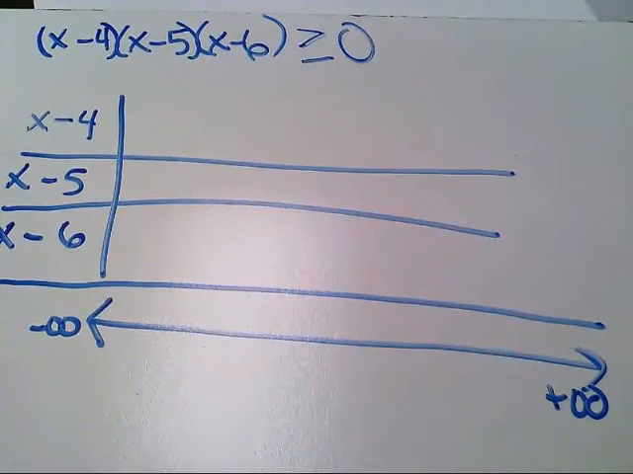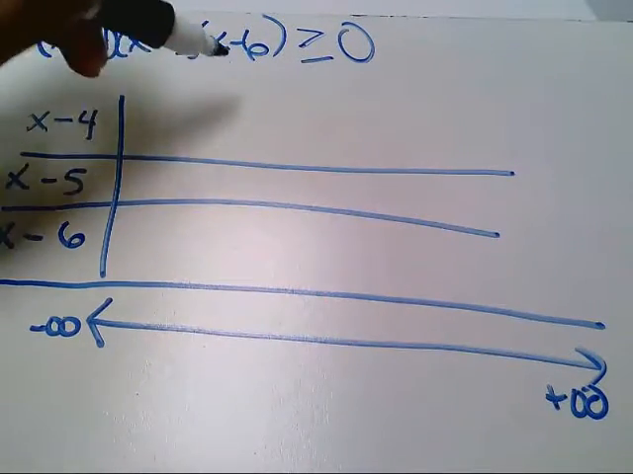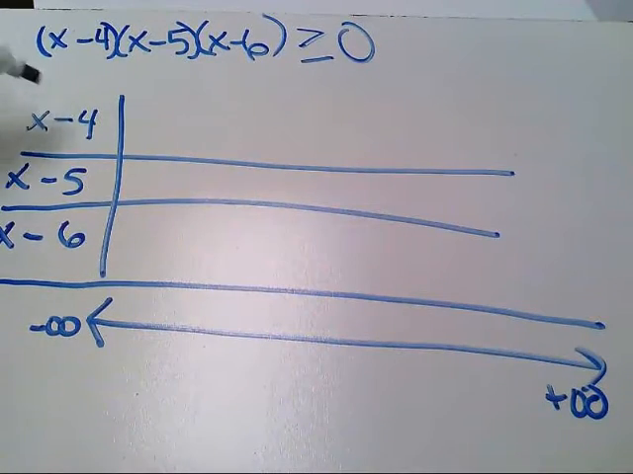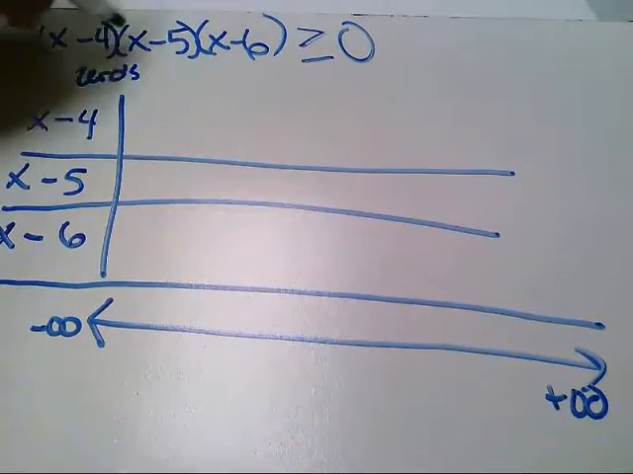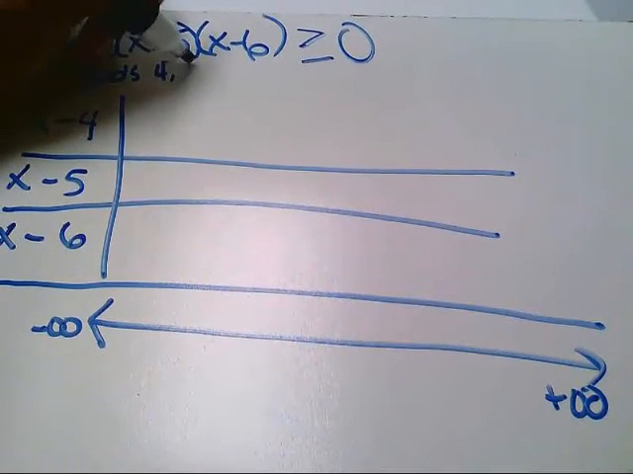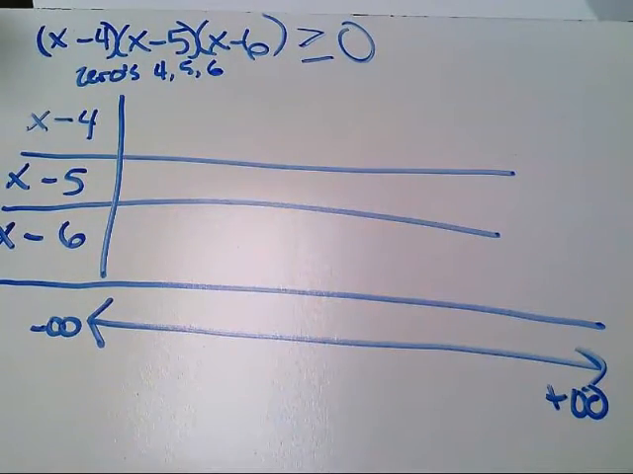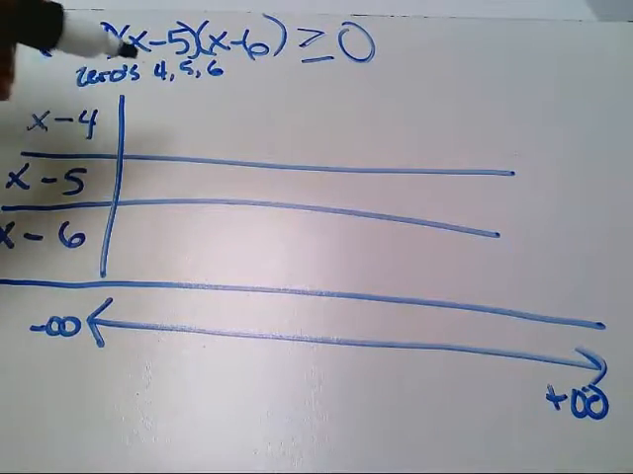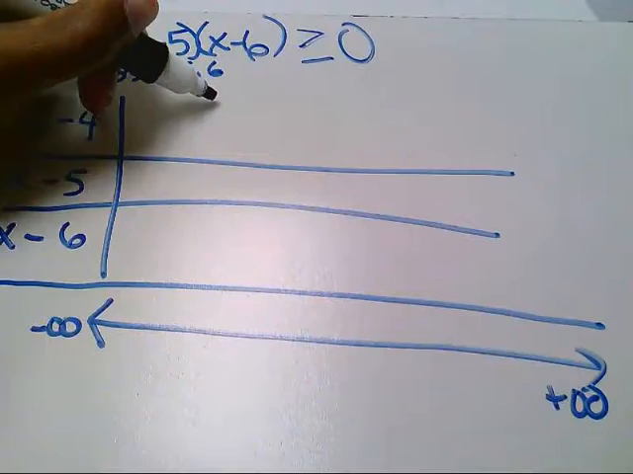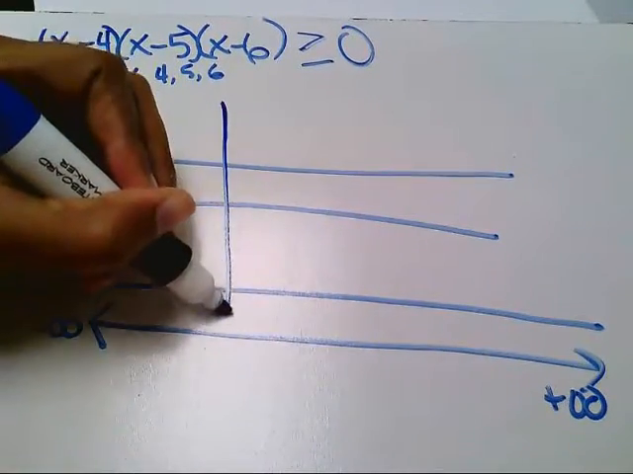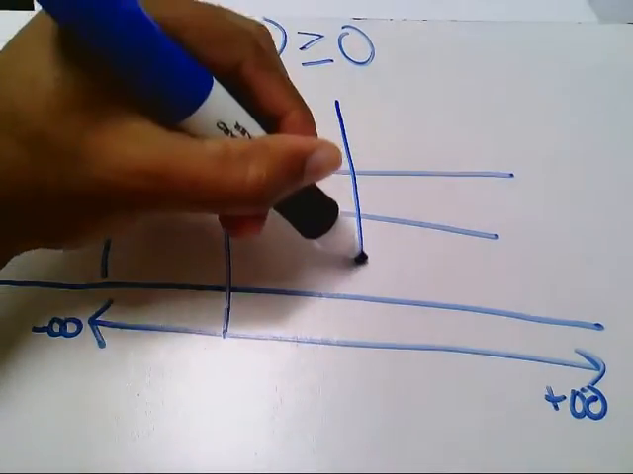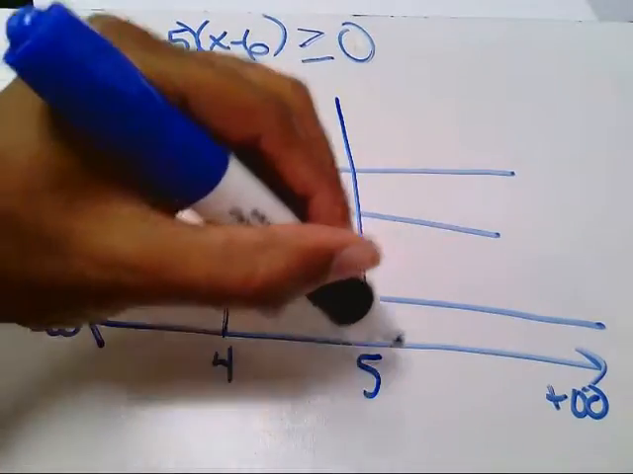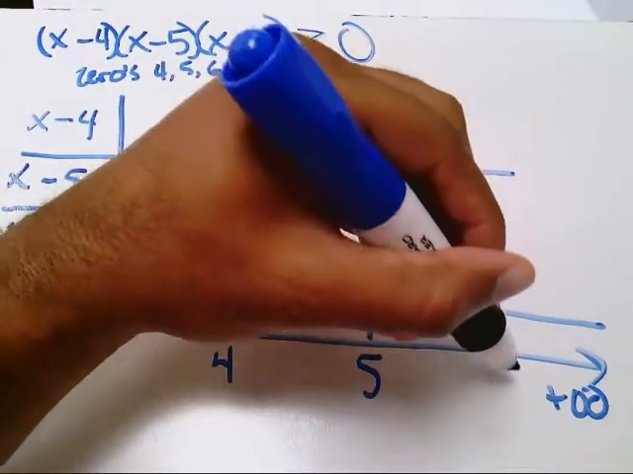So now on our sign chart and going down to our number line, we'll find all of the zeros of our function. So our zeros are going to be 4, 5, and 6. On our number line, we need to see 4, 5, and 6, and we're going to use a solid line at 4, 5, and 6 because that is where the graph is equal to 0. So there's 4, here's 5, and here is 6.